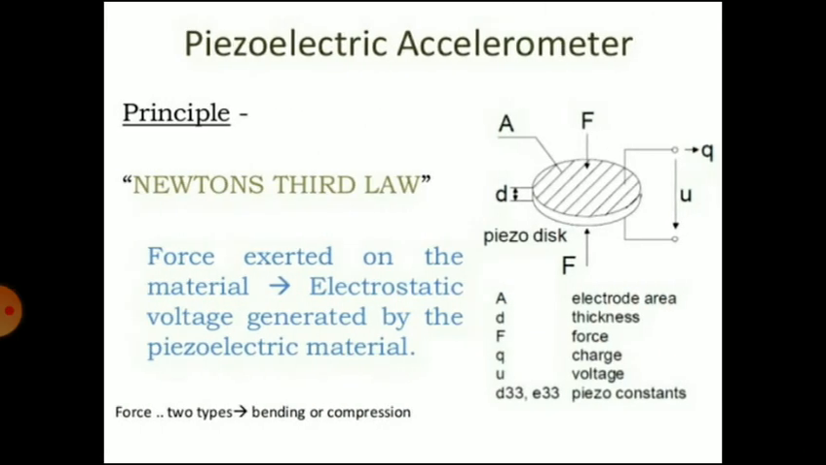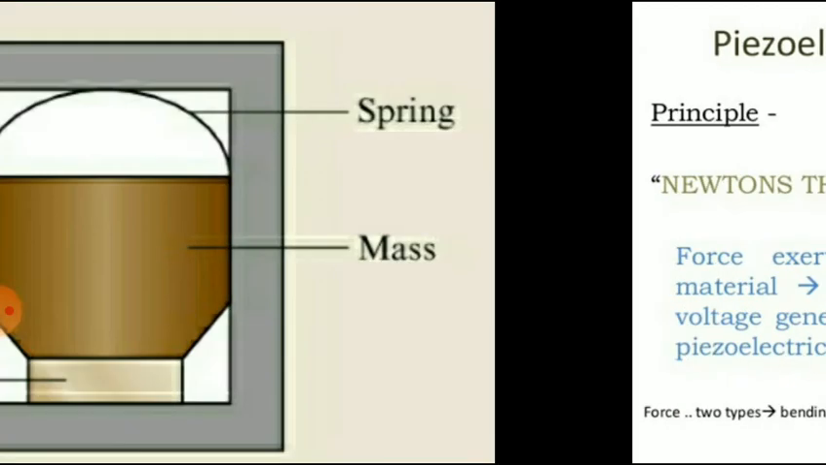Now the second type of accelerometer is the piezoelectric accelerometer. The principle used in a piezoelectric accelerometer is that the force exerted on the material leads to an electrostatic voltage generated by the piezoelectric material. So when a force is applied on a piezoelectric material, there will be generation of voltage, and that voltage can be measured. That is the principle used in a piezoelectric accelerometer.